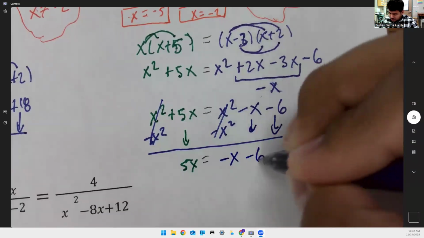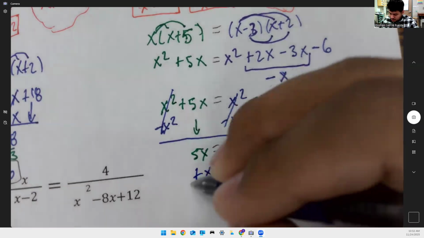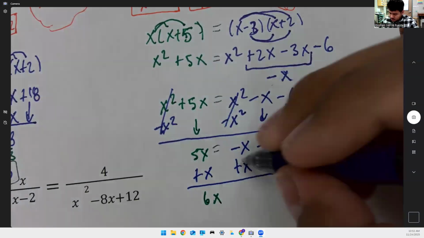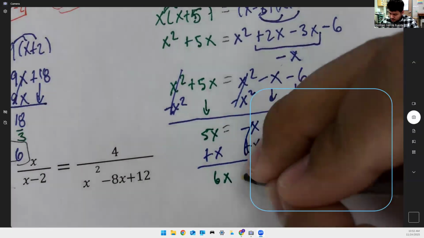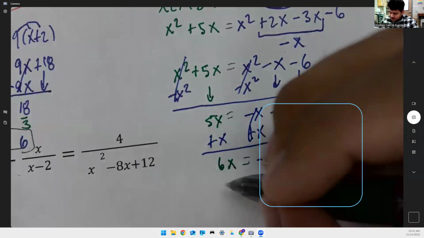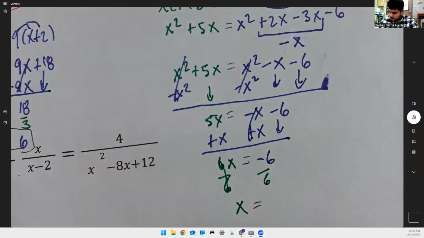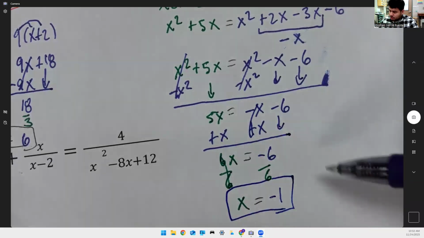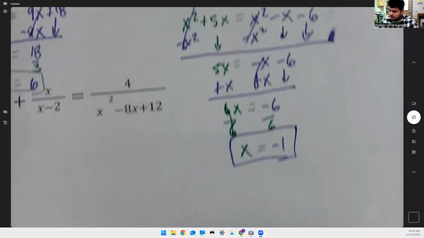So now how do I get rid of this negative x? You add x on both sides. So what's 5x plus x? That's just 6x. The negative 6 drops. Now, how do you get rid of the 6 on the left? You divide by 6 on both sides. So you're left with x is equal to, what's negative 6 divided by 6? Negative 1. And now just make sure x equals negative 1 isn't one of your excluded values, which it isn't. So that is your answer, and you're done.